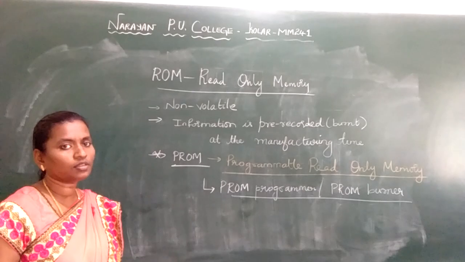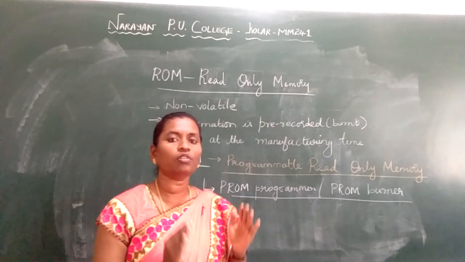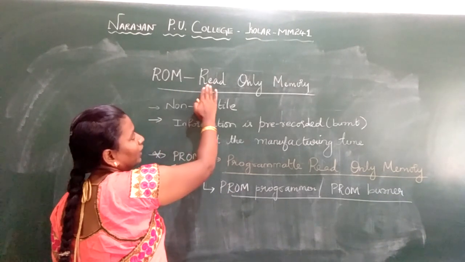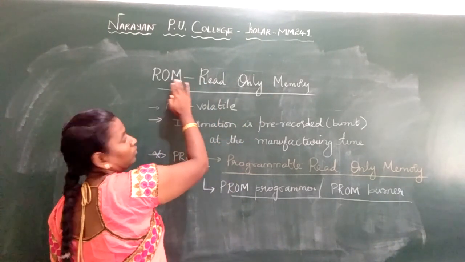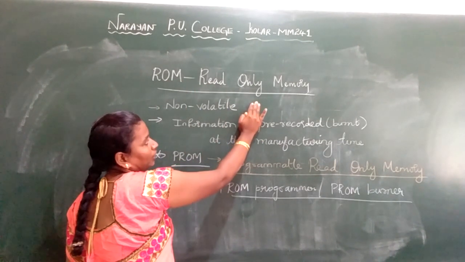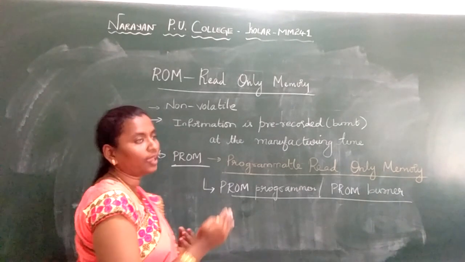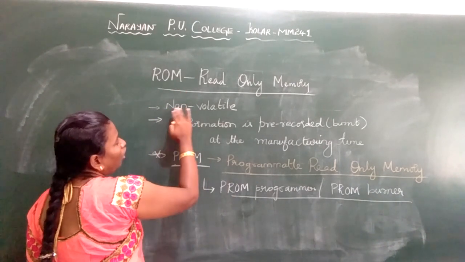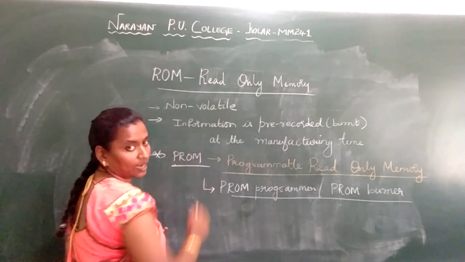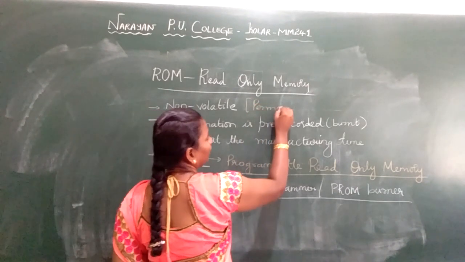Okay students, we discussed primary memory. I told you that in primary memory we have two types: RAM and ROM. Now we will discuss ROM. ROM stands for read only memory. I repeat, ROM stands for read only memory. This is a type of primary memory. Usually your primary memory will be your RAM or ROM. What are the characteristics of ROM? It is non-volatile. What do you mean by non-volatile? It is permanent.